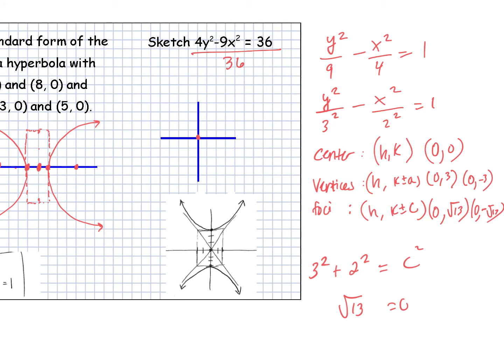So center (0, 0). Vertices at 3 and negative 3 on the y-axis. Foci root 13, I don't know, it's somewhere between 3 and 4. So I'm just going to put a small dot there. It's hard to see it. If we were to go left and right to get that rectangle going on, we would go now left and right 2 units.